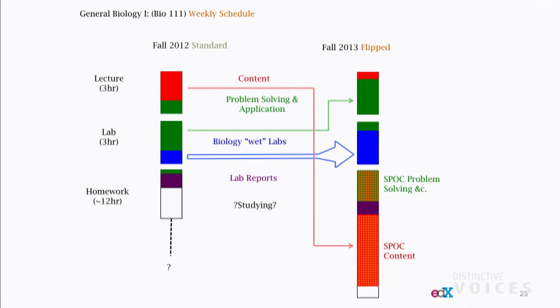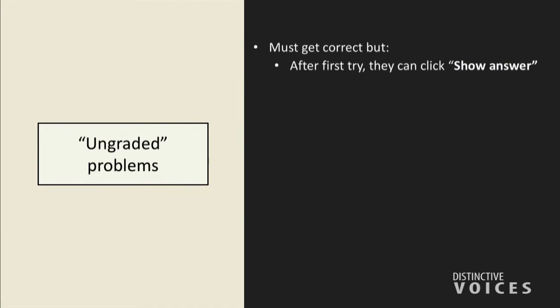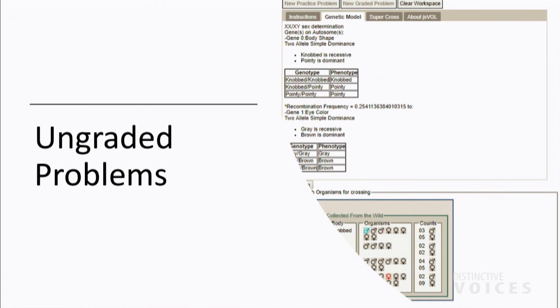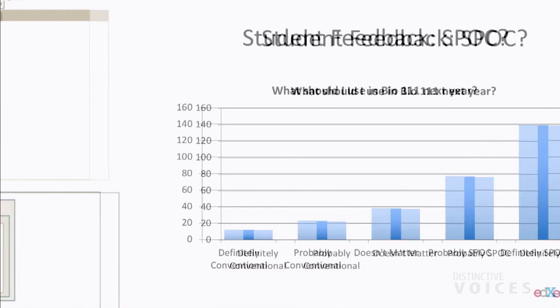And the students had to try the problems. His assumption was always that after the first try, they can click show answer. What were his goals? He wasn't concerned that they might not get it from the online materials. For him, a wrong answer was a learning opportunity. It wasn't about failure. He'd be able to see what the students understood and what they didn't understand. Very important. So I'm going to say that this was a success.